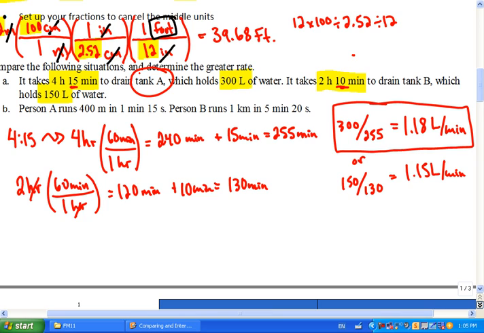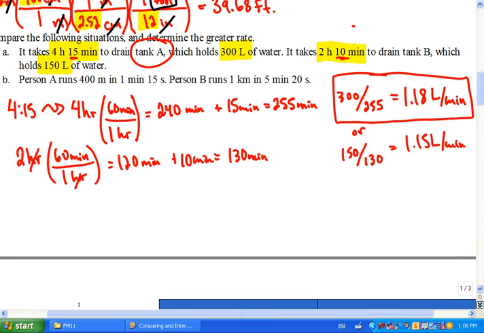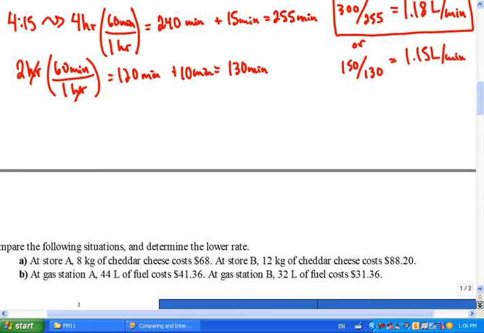Okay, so I think we're going to skip the second question. It's very similar. You're basically looking at the speed the person ran. And again, if they're a faster runner, they would have a larger rate. Okay. So let's try one. Let's just try one of them.